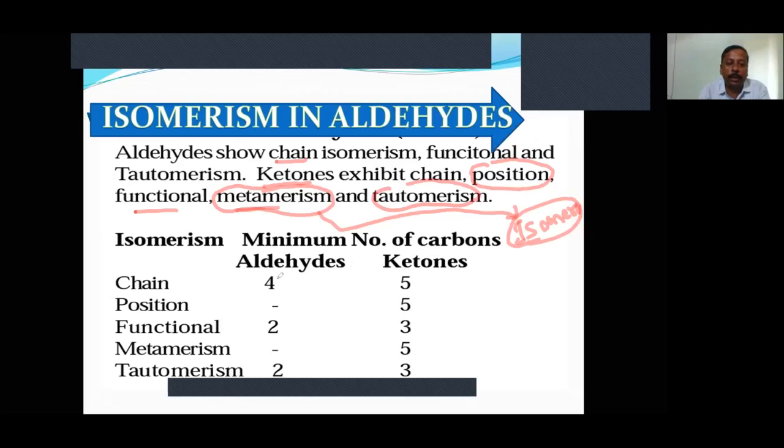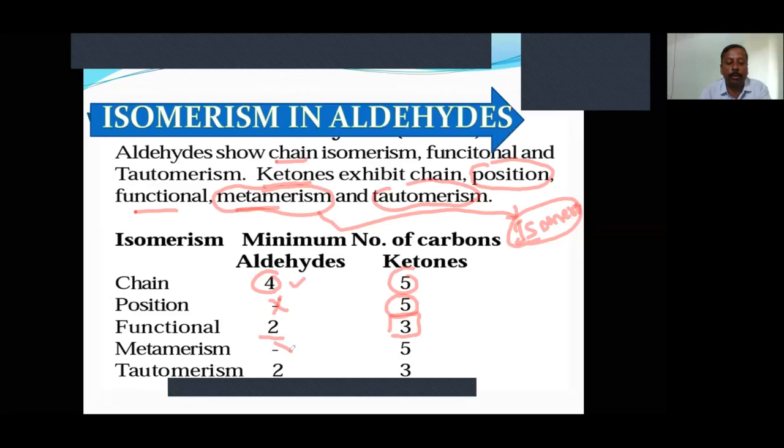Now chain isomerism. Chain isomers of the aldehydes: the minimum number of carbon atoms required is 4. In ketones it is 5, because these questions are already asked in the examination. Understood? Position isomerism I already told you cannot be shown by aldehyde. But ketone shows position isomerism from pentanone onwards. Functional isomerism, even 2 carbons is okay, but for ketone 3 carbon atoms are required.